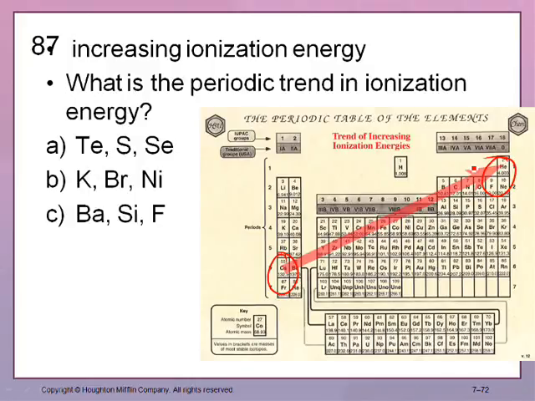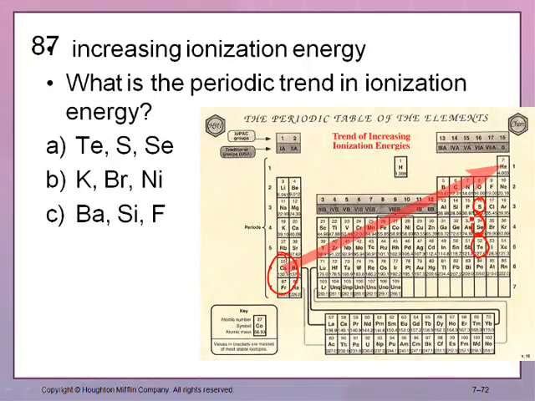So looking here at tellurium, sulfur, and selenium. Let's see if we can find those here on the periodic table. Tellurium is over here, atomic number 52. Sulfur is here. Selenium is here.